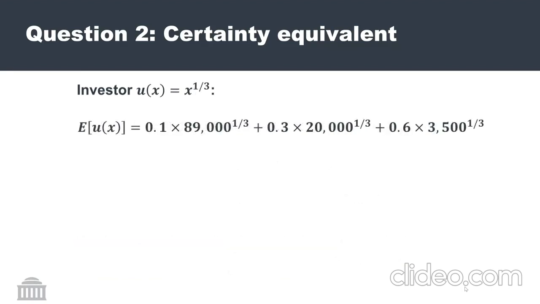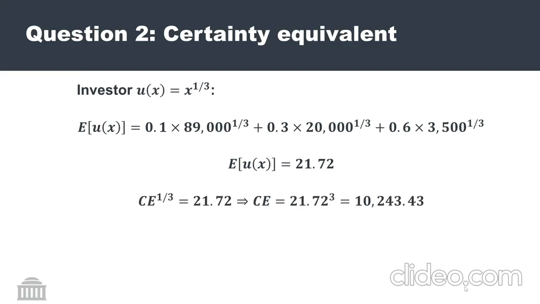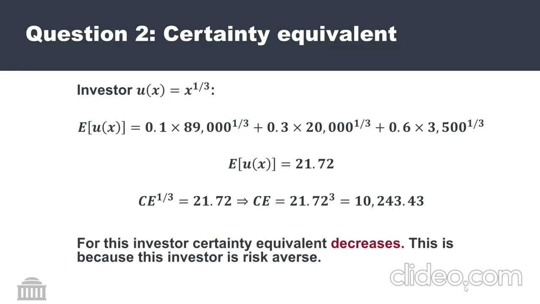Now, let's consider the next investor, the one who was risk averse. The expected utility from this lottery for this investor is given by this equation. If we compute this, this would give us 21.72. Now, if you find the certainty equivalent, it is going to be equal to 21.72 raised to the power 3, and so this would equal $10,243.43. So for this investor, the certainty equivalent decreases.